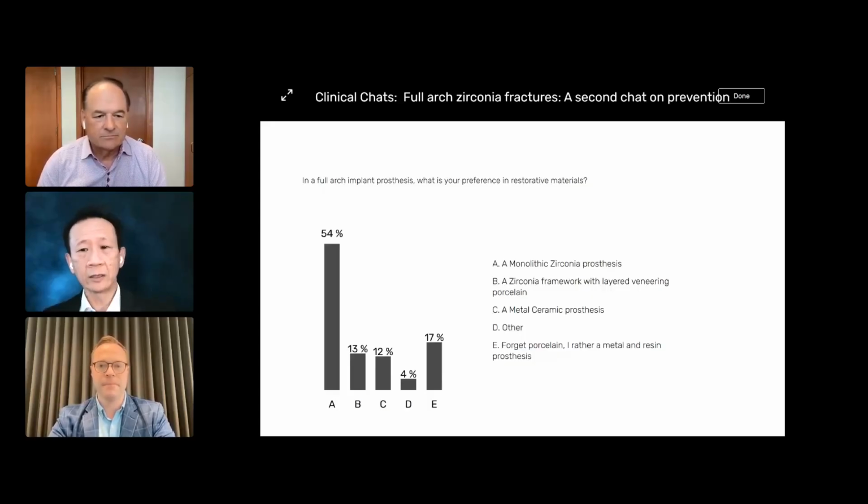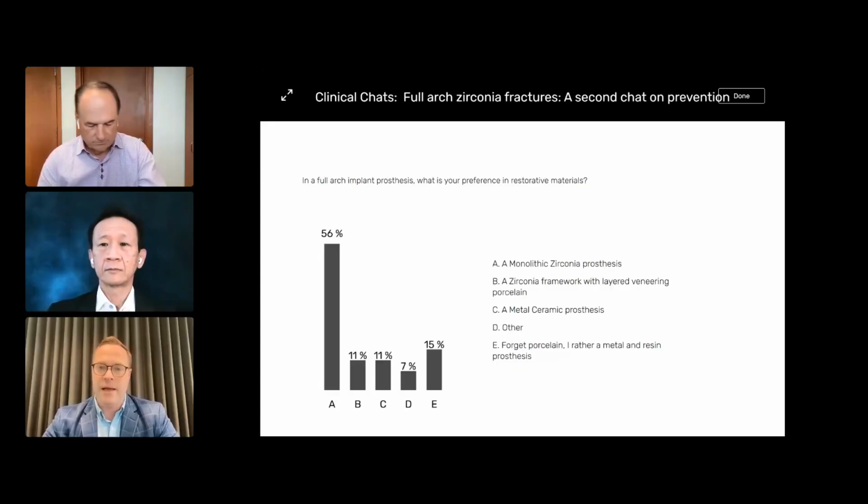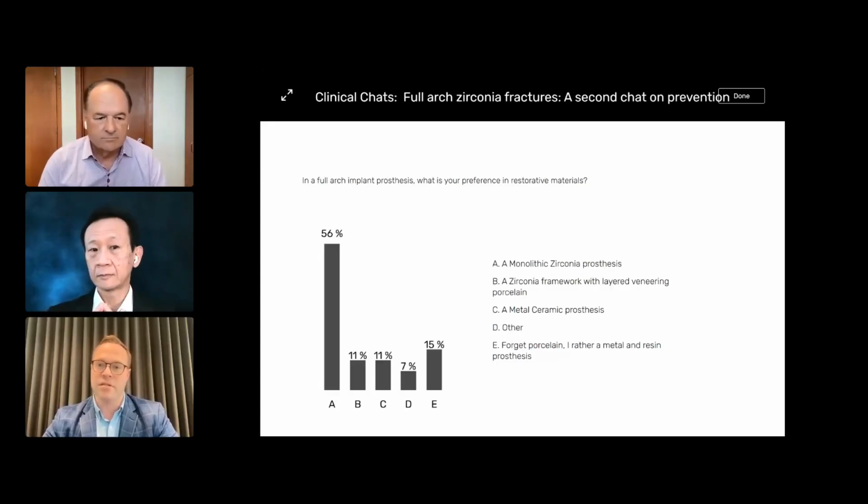And how about you, Brian? So, I agree. It's definitely going to be a monolithic material. Primarily zirconia is what I do, but there are indications when I like to have a substructure to support the zirconia. And again, it's a good point, though. I think we'll talk some more about it.